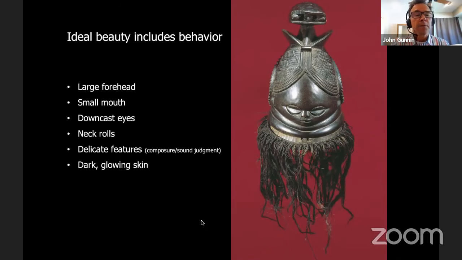So if these are some of the features, a large forehead would promote intelligence. A small mouth would indicate you don't open your mouth a lot to gossip. Downcast eyes would be humility, and paying attention to what you're supposed to. The neck rolls I find really interesting, because neck rolls could allude to fat, and you have to have a certain amount of fat to be able to bear children. And so fertility, or the ability to bear children, would be an important feature.